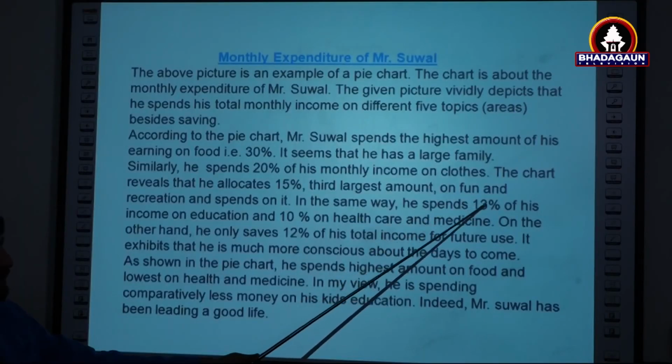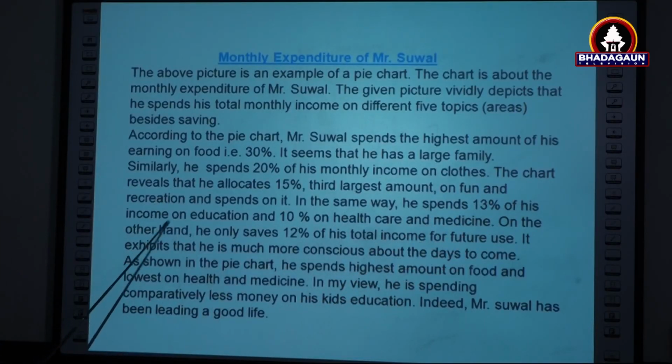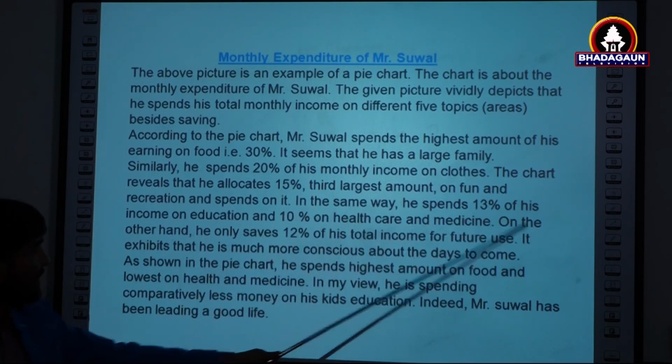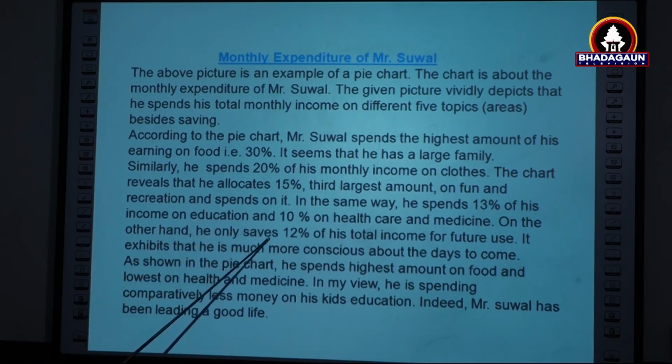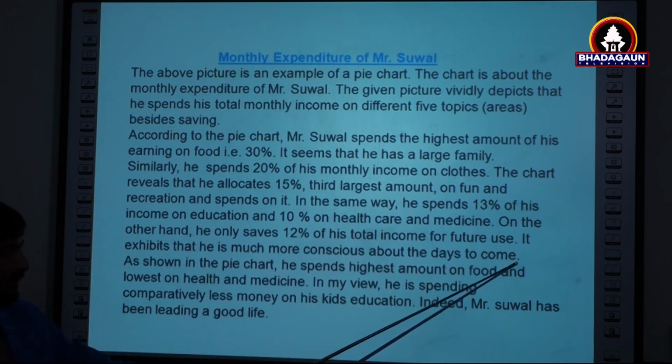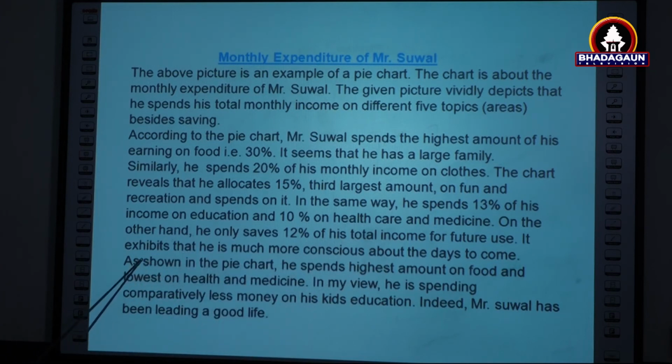He spends 13% of his income on education and 10% on healthcare and medicine. On the other hand, he only saves 12% of his total income for future use. It exhibits that he is much more conscious about the days to come, or say future. As so, last one, this is the concluding passage, or say comparing and contrasting as well.